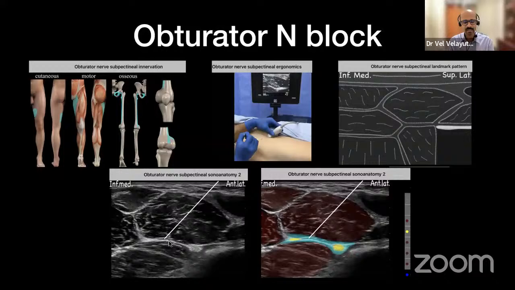This one is going to give you some numbness on the inside of your femur and a little bit on the skin. But this alone won't be enough. And technically, if somebody's got a hip fracture, putting your probe in and trying to do it can be very uncomfortable. So this is something you can use to supplement if they have a general anesthetic, or for post-op analgesia, but I wouldn't use this for pre-op analgesia.